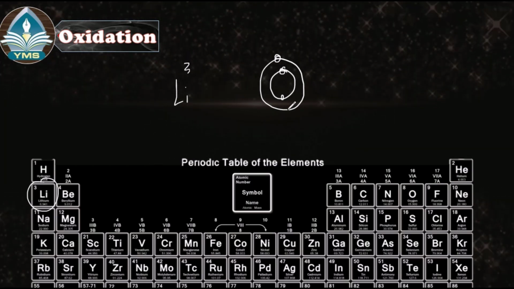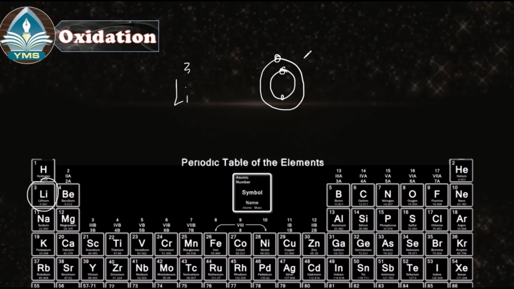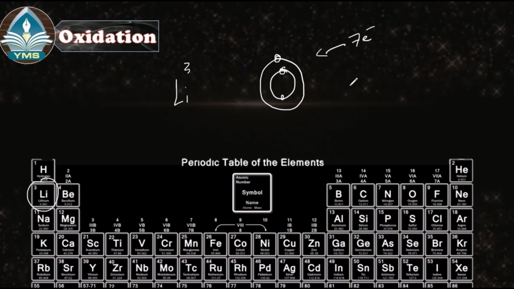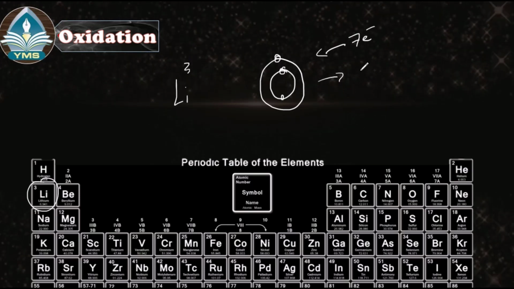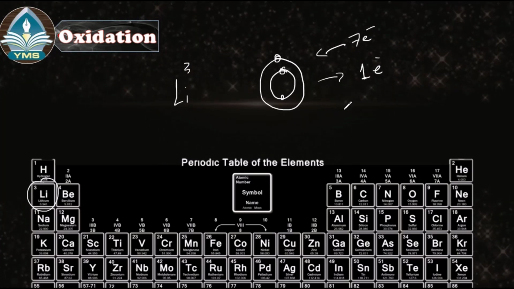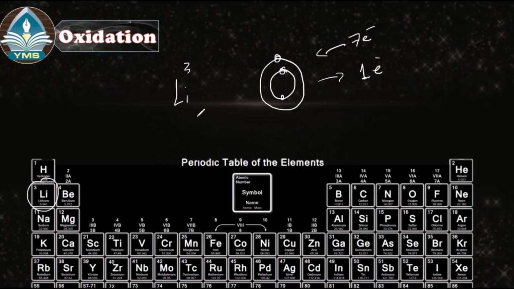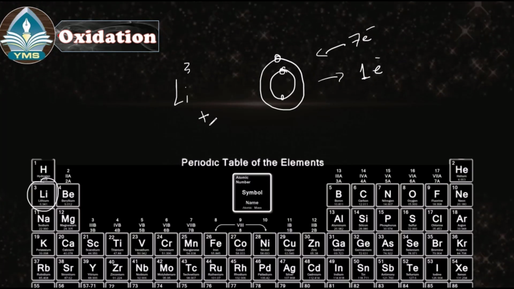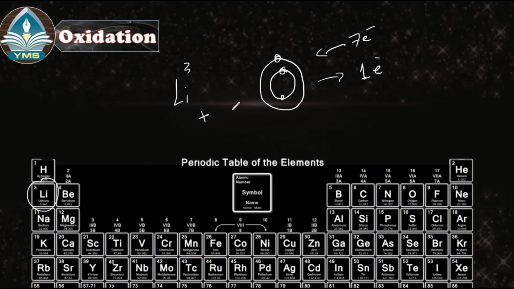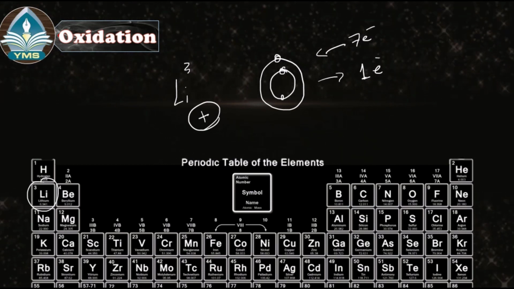So every atom needs to have 8 electrons, but this atom has only 1. So it can gain 7 electrons to have 8 electrons and to be stable, or it can lose only 1 electron. So which is easier, to gain or to lose? To lose 1 is easier. So the oxidation number of this lithium atom is going to be positive 1, because it's going to lose 1 electron, which means it will have more protons, which have positive charge, than electrons, which have negative charge.